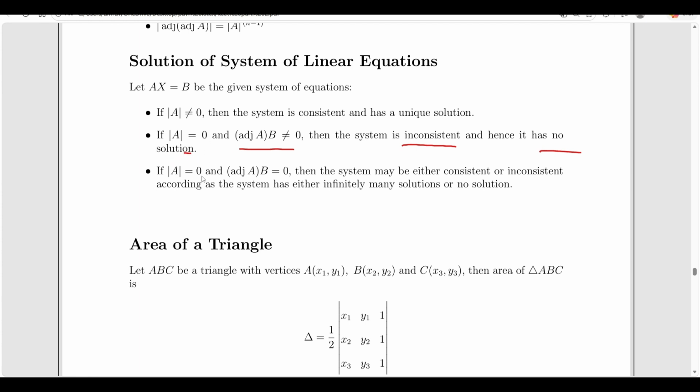Suppose determinant A is equal to 0 and adjoint A into B is equal to 0, then the system may be either consistent or inconsistent. This depends upon the number of solutions, whether it has infinitely many solutions or no solutions. Okay, this is about the solution of a system of linear equations.